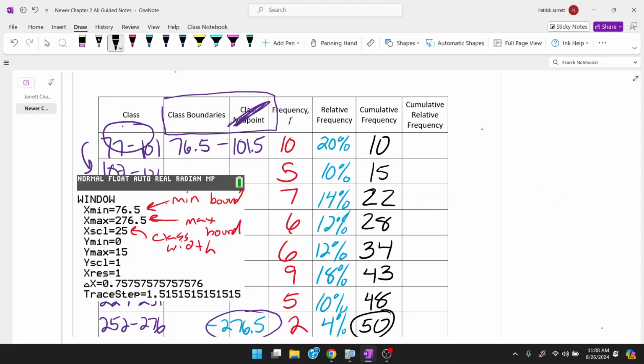Now, of course, let me go ahead and tell you, if I give you a histogram on a test, I am going to order the data for you. Make it a little bit easier. So you can count it by hand, or you can do what I like to do and use a calculator.